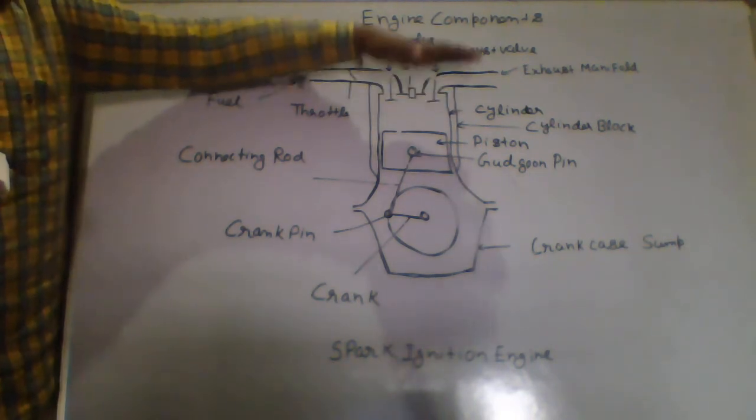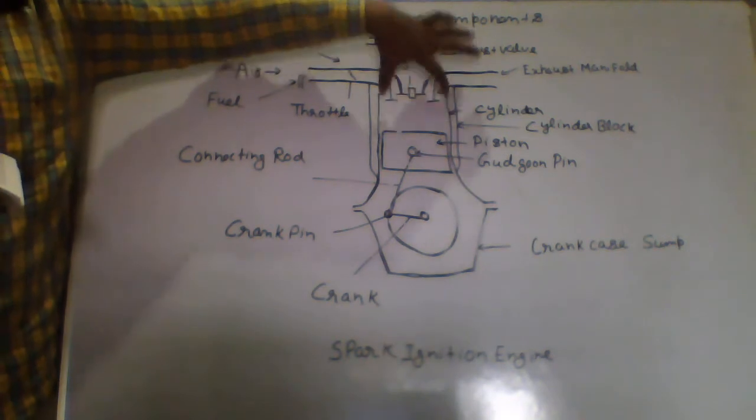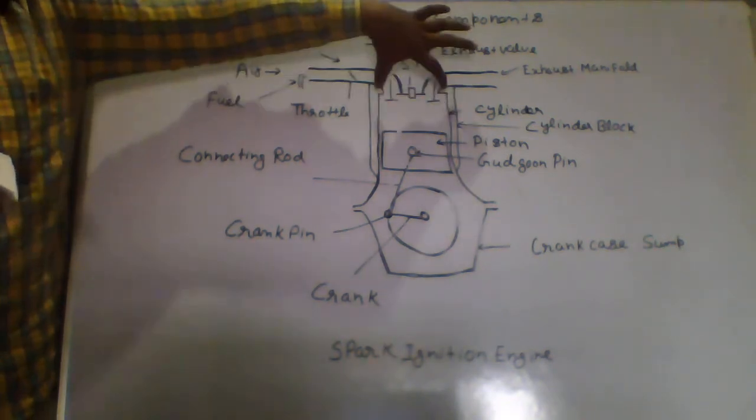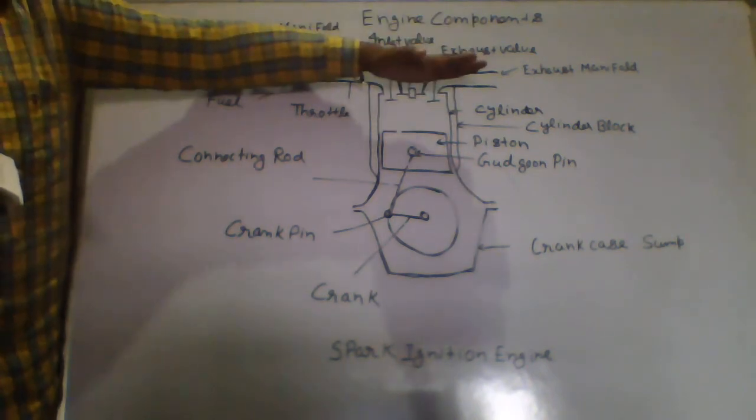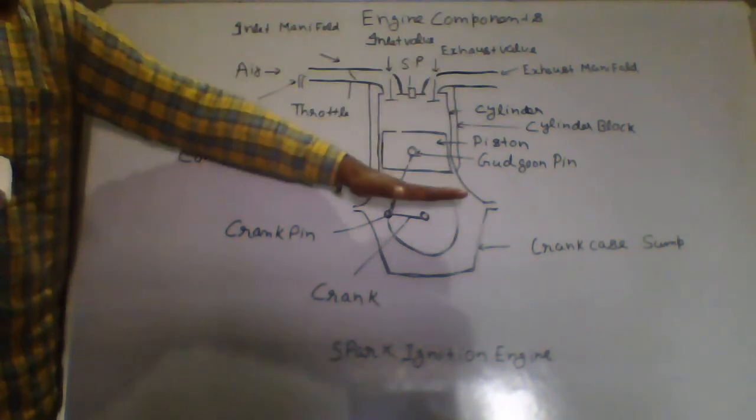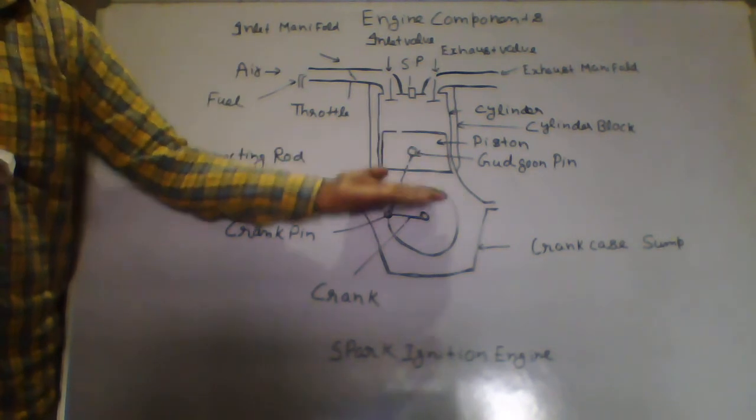What is meant by moving boundary? All the other components are fixed. This boundary is fixed, this cylinder is fixed, this boundary is fixed, and this boundary can move downward.